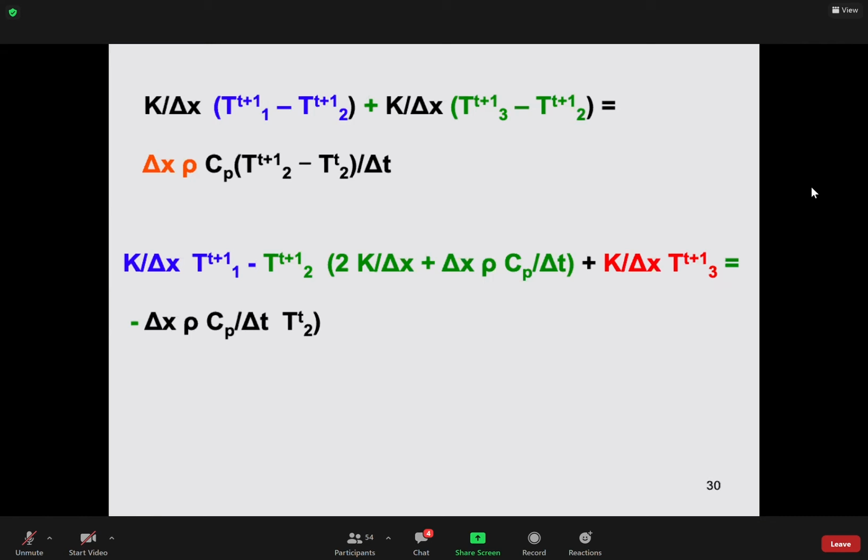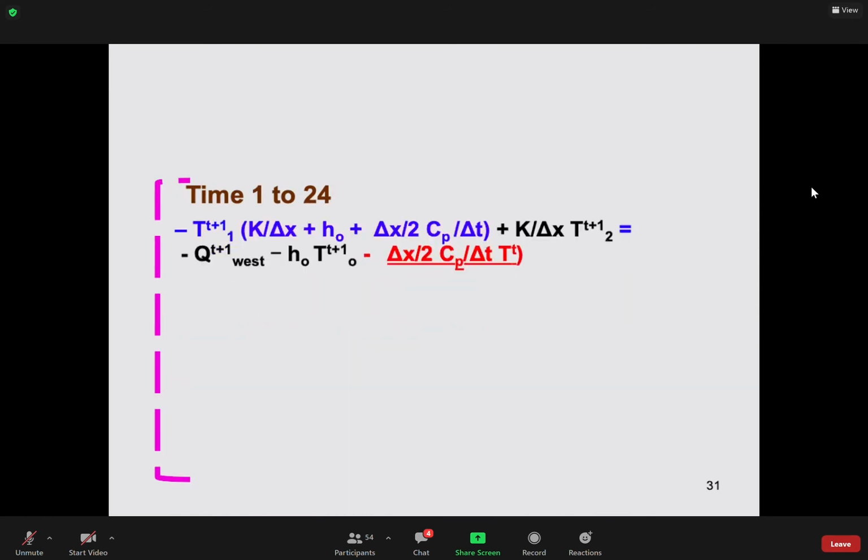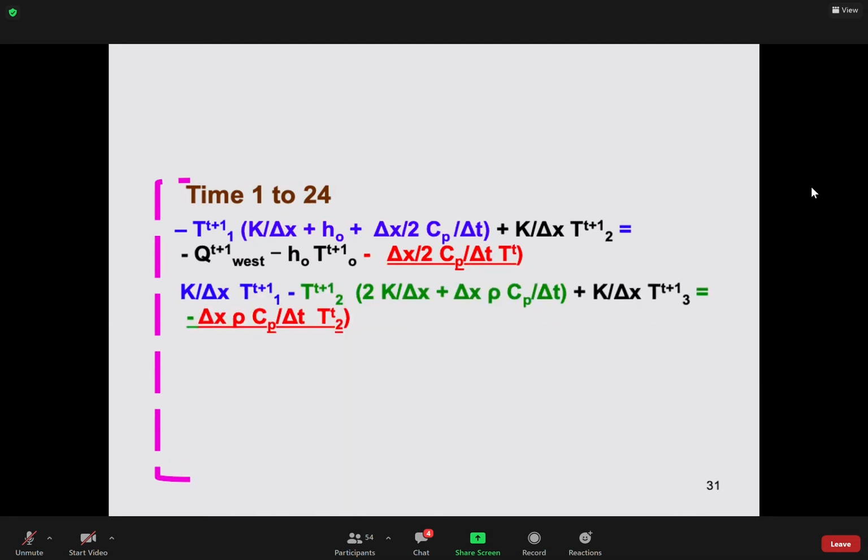Okay. Now let's go back and see what happened here. Before, you were trying to solve starting from midnight to the next day, right? You had a loop. They said to calculate the temperature at time equal 1, time equal 2, time equal 3, all the way to the next day, okay? Therefore, if you do the same thing here, you calculate T1 and this is T2, and you write all the equations that you had, okay?